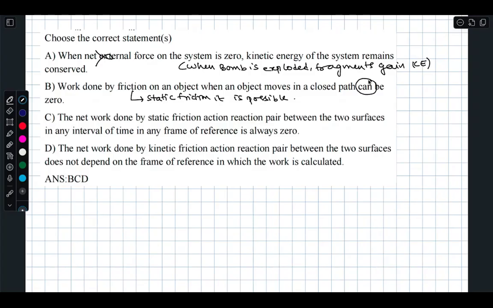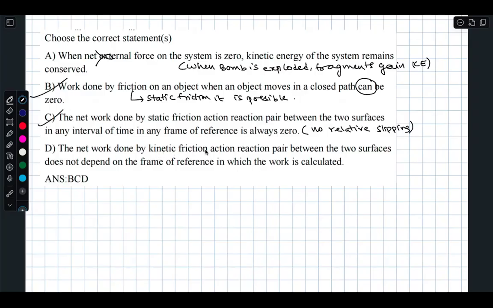The net work done by static friction on two surfaces in any time interval in any reference is also zero because there is no slipping. No relative slipping. In static friction, there is no relative slipping. Even though there is a force, because there is no slipping, work is zero. If it is a kinetic friction, there will be relative slipping. So there will be work. So therefore, C correct, B correct.